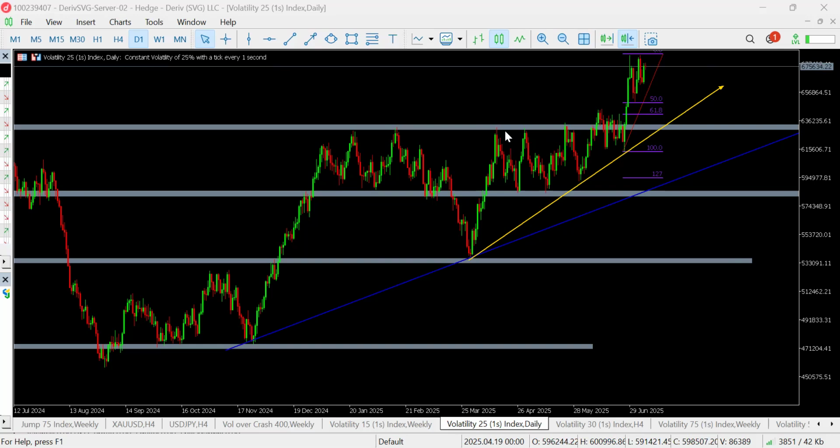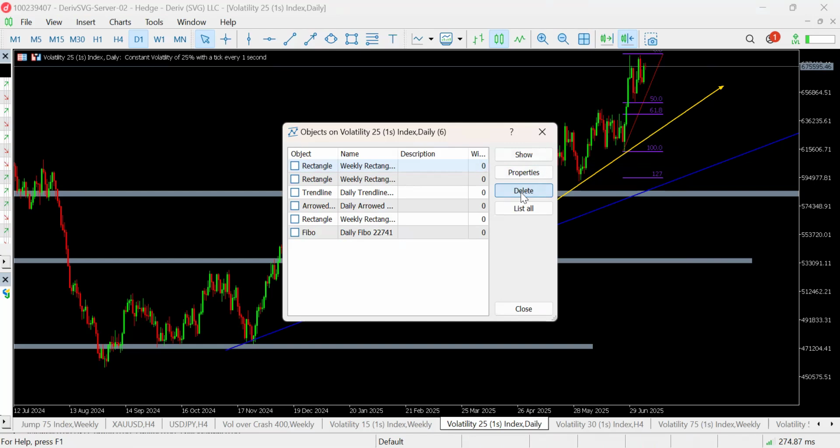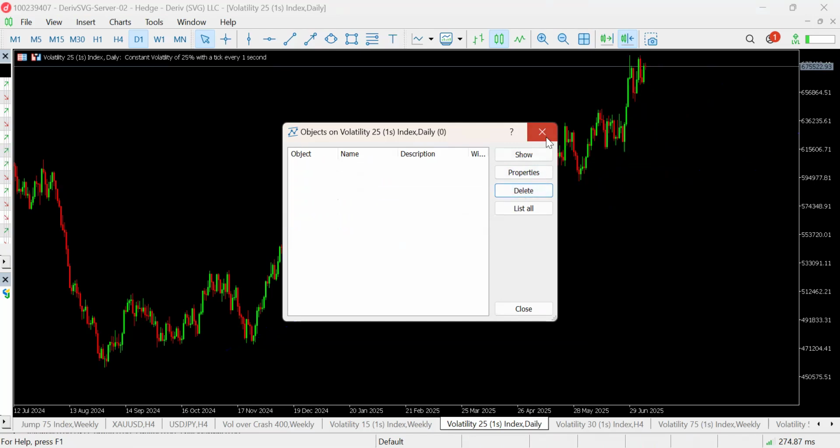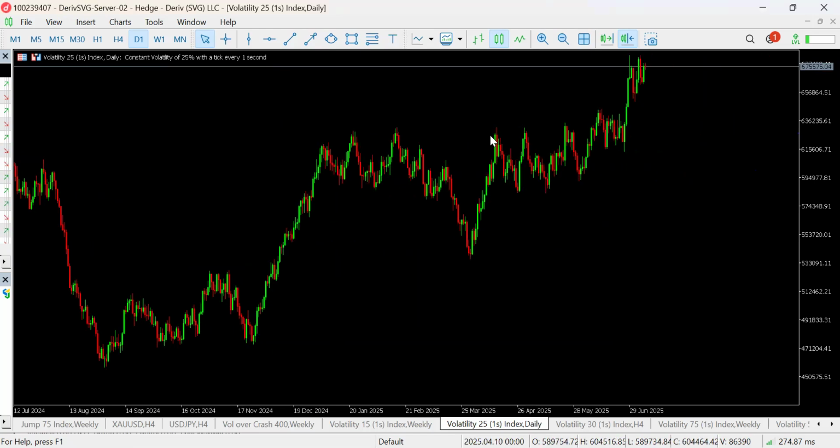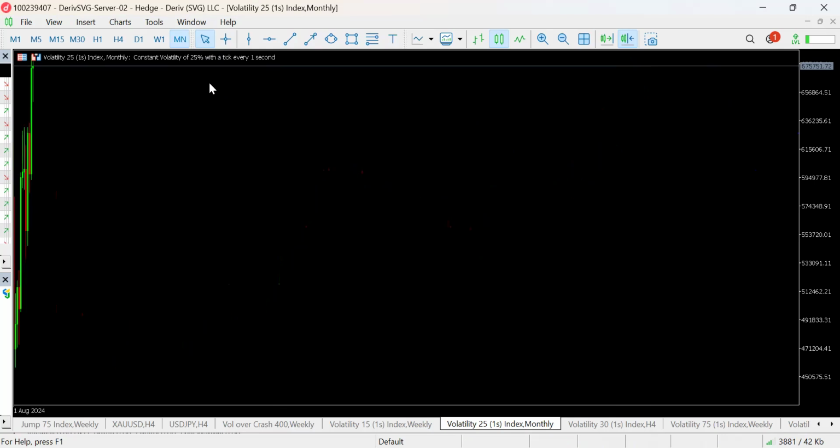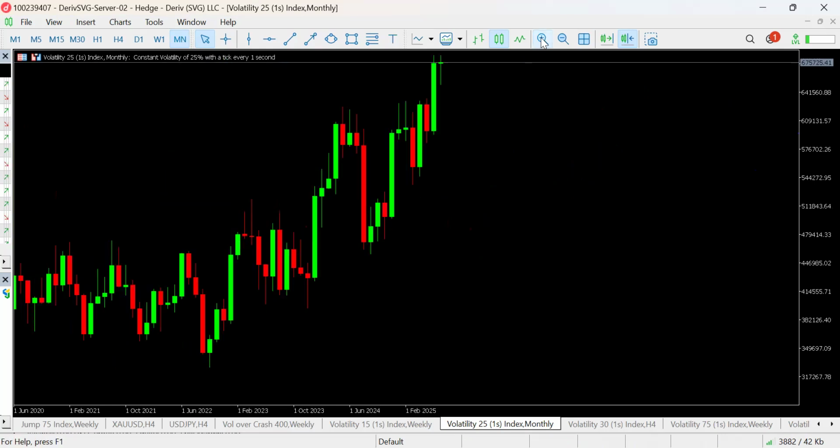So this morning I'll be looking at the volatility 25-1x. And to start our analysis, let me quickly take what I have here initially off. Now, this is one of the very, very volatile indices, Deriv Volatility 25-1x. Now, on the daily time frame, but as you all know, we like to start our analysis either from the monthly or the weekly time frame. So from the monthly time frame, what can we see?